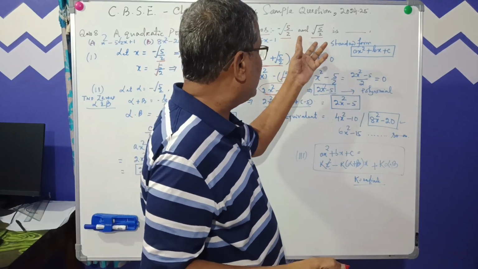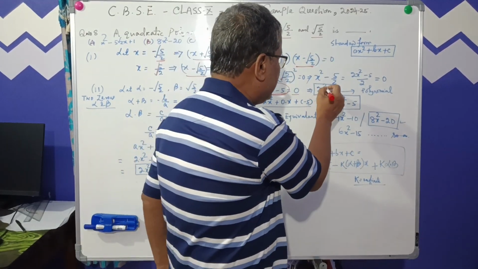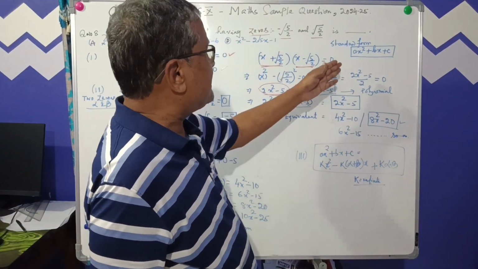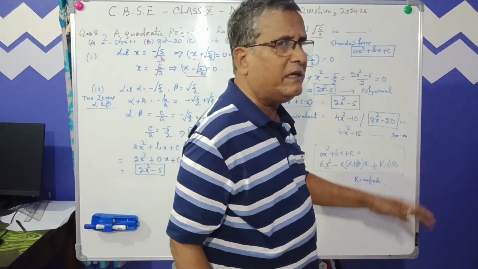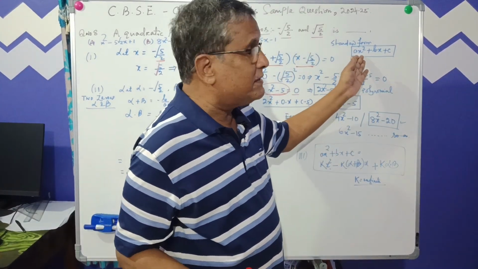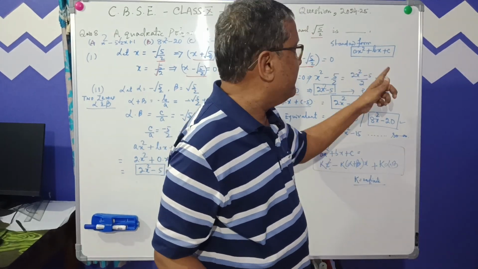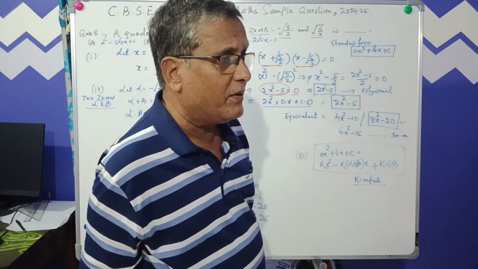This is called the zeros of the polynomial, two zeros of the polynomial. Now it is a quadratic polynomial. The standard form of the quadratic polynomial is ax square plus bx plus c. Please note it, this is very important. Here a is the coefficient of x square, b is the coefficient of x, and c is the constant.